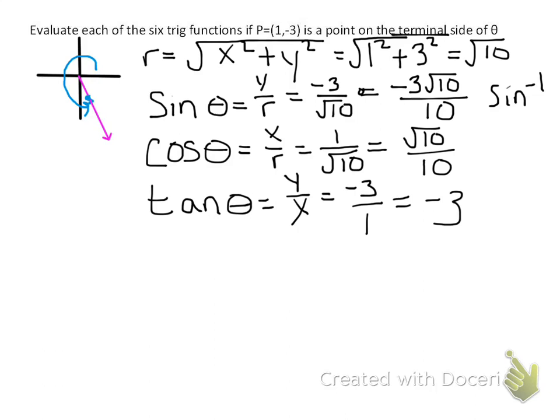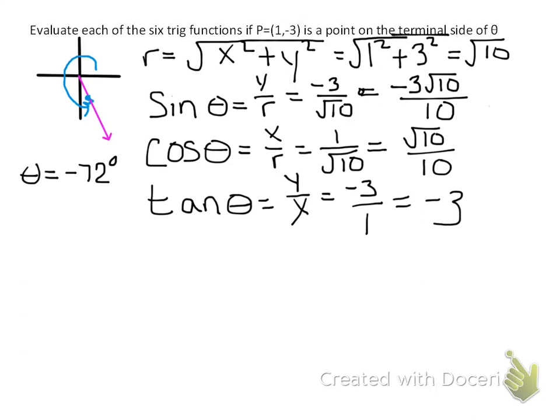It's 71.565. So your sine is going to tell you that theta is about negative 72 degrees. So they didn't give you theta, they gave you theta's coterminal angle.